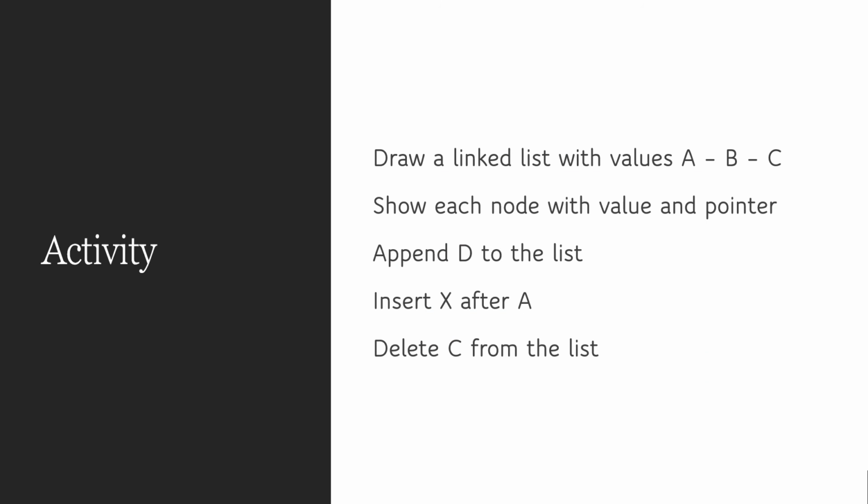I'm leaving you with an activity. Using the visualization method that I've shown you in this lesson, draw a linked list with the values A, B, C. Show each node as a value plus a pointer. And now show what happens when you append D to the list, insert X after A and delete C from the list. Do the actions in that order and show how the pointers change and how new values are added or taken away. As pointers, you can just use arrows for now if you like, as I've done in this lesson. Okay, so have a go at that.